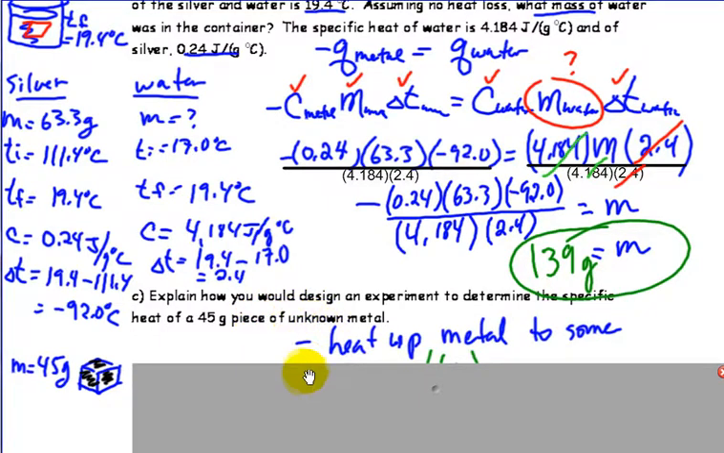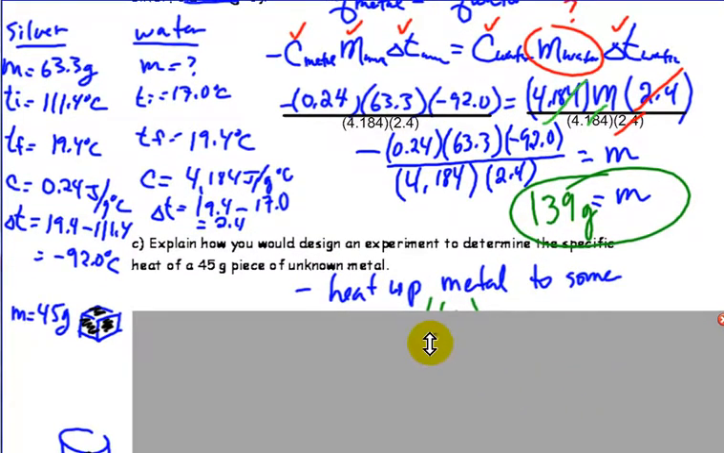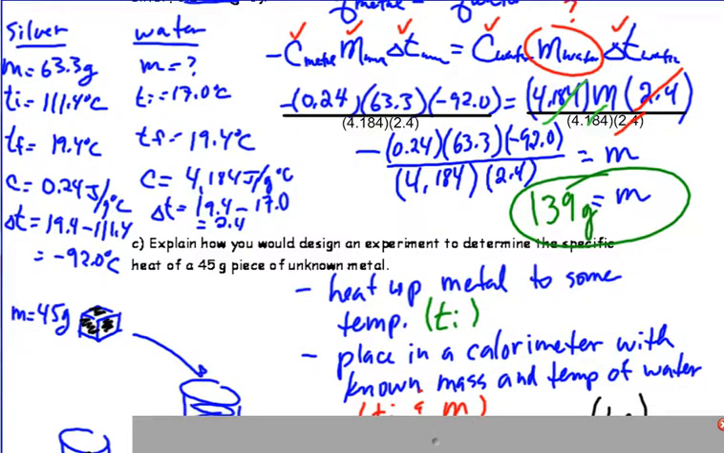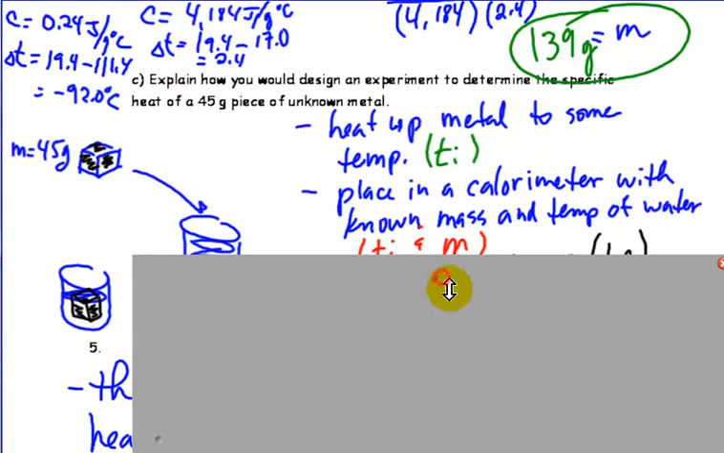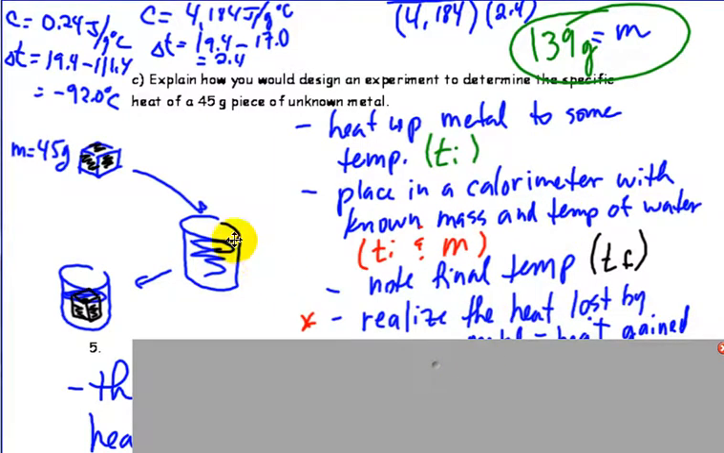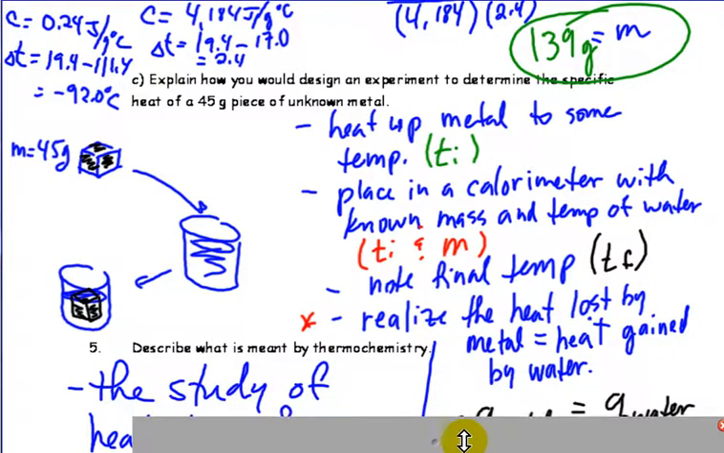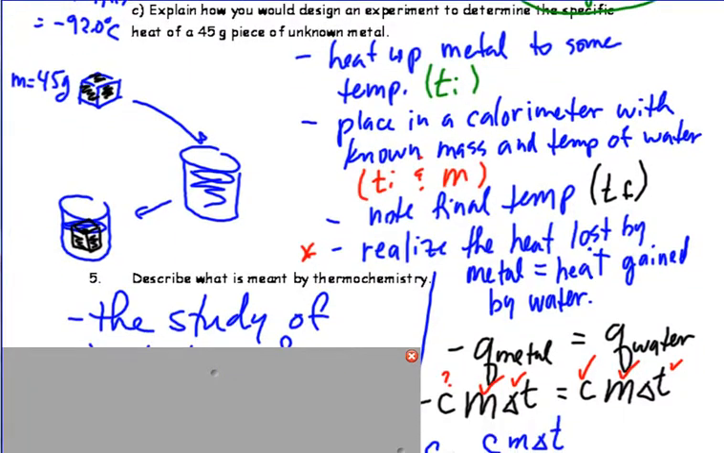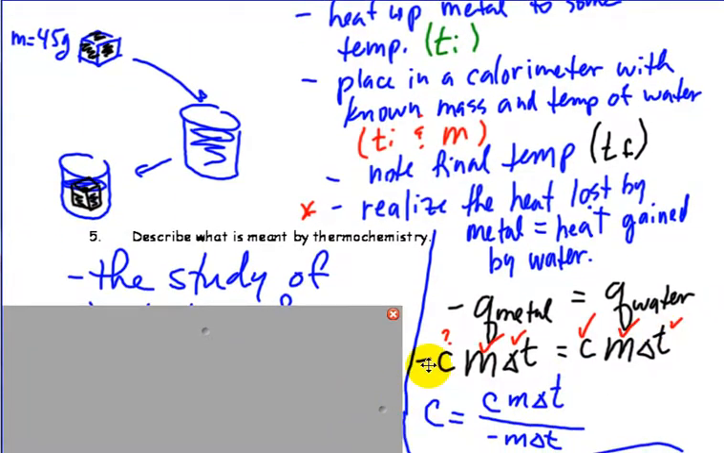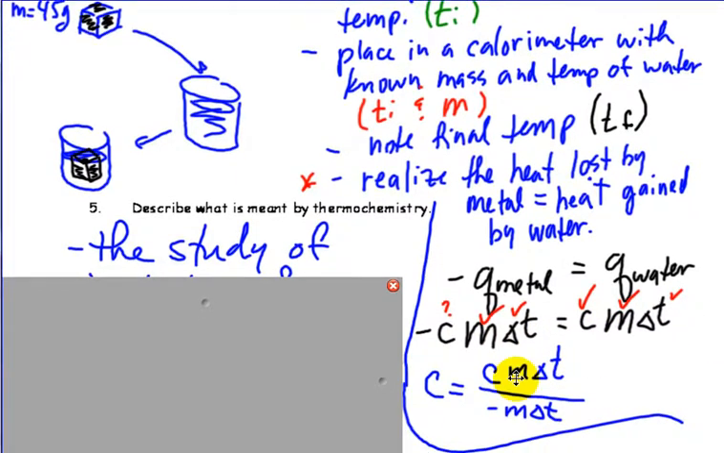Question C here, explain how you design an experiment to determine the specific heat of a 45-gram piece of unknown metal. So we'd already discussed this. Of course, we'd heat up the metal to some initial temperature, place it in a calorimeter with a known mass of water and its initial temperature, note the final temperature, realize that heat lost equals heat gained by the water, or as an equation, negative Q metal equals Q water, or negative cmΔT equals cmΔT. Here's the metal side, here's the water side, so just rearrange and solve. So quite easily done there.